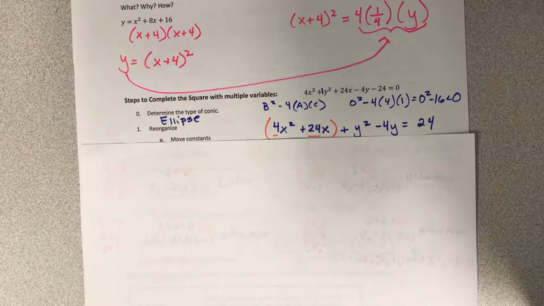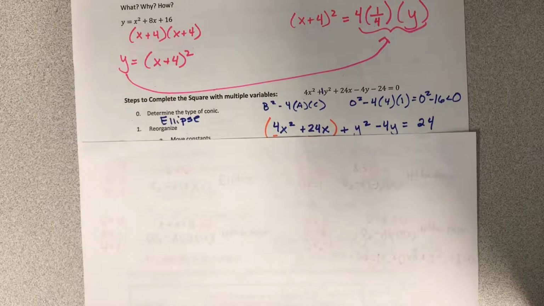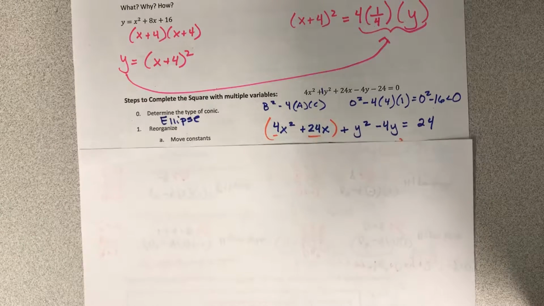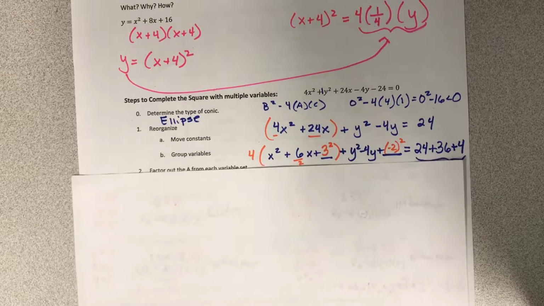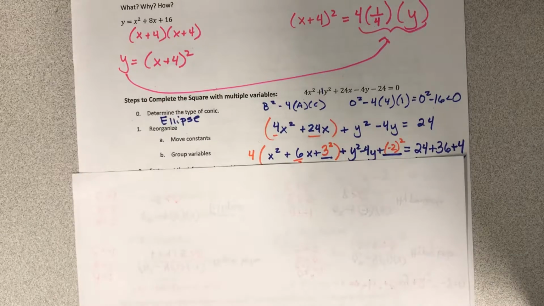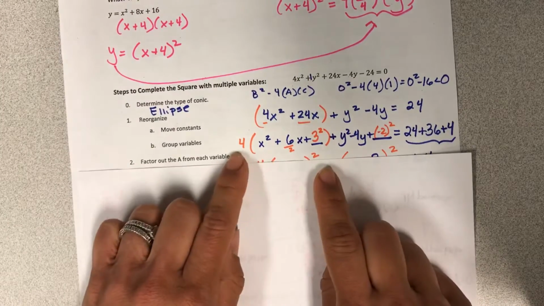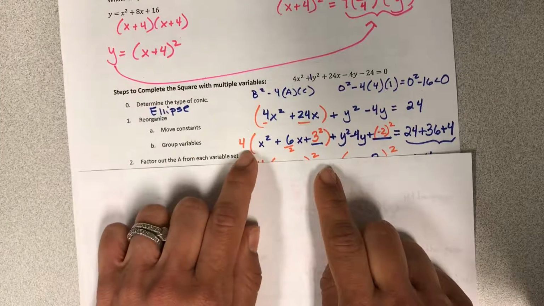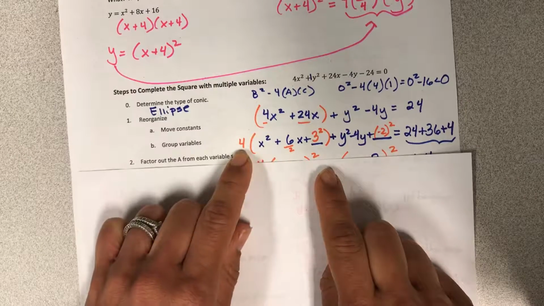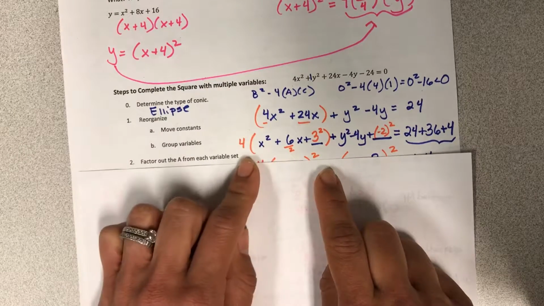Next, I reorganize. I group my x's and I group my y's together, and I move the constant to the other side. Now I have to complete the square with each variable. Well, in order to complete the square, guys, I have to factor out any GCFs. I cannot complete the square with a leading coefficient of 4. So I factor out that 4.